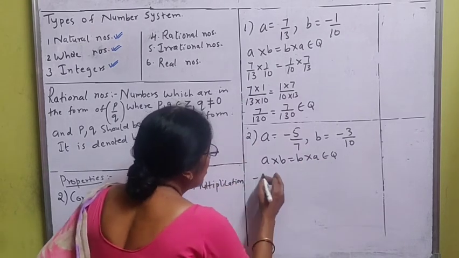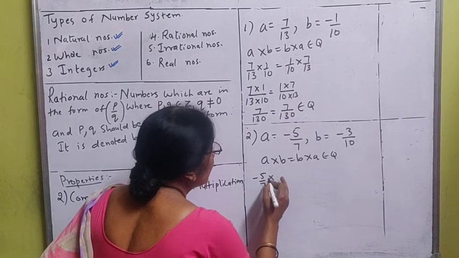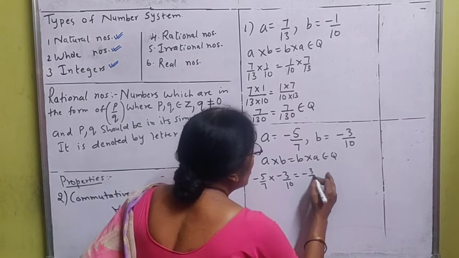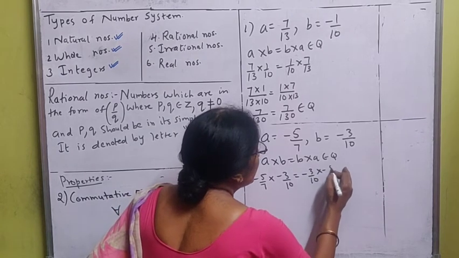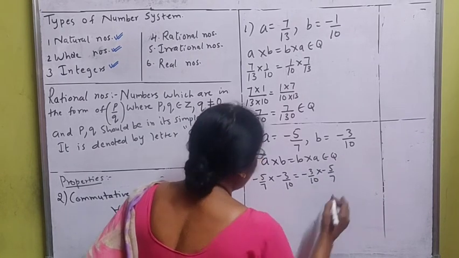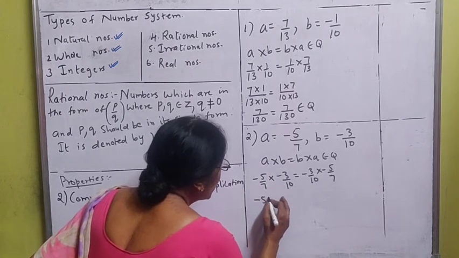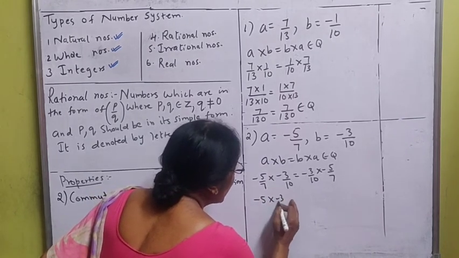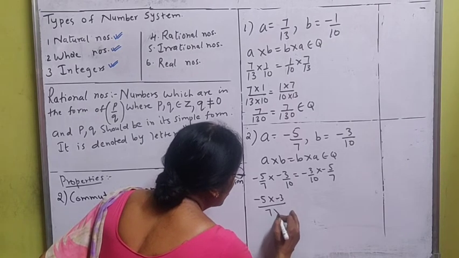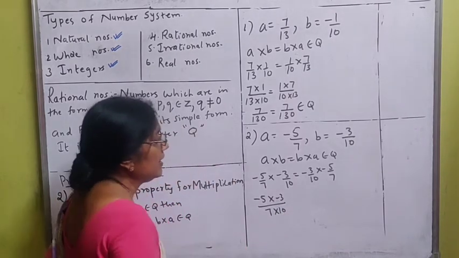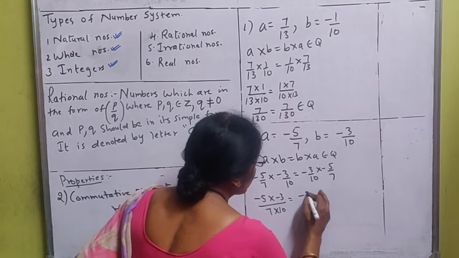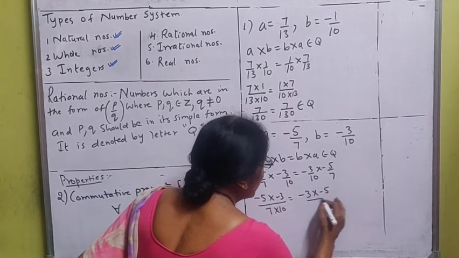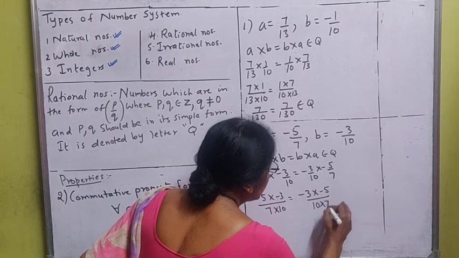What is A value? Minus 5 by 7 into minus 3 by 10 is equal to minus 3 by 10 into minus 5 by 7. So numerator into numerator, minus 5 into minus 3, divided by denominator into denominator, 7 into 10, is equal to, again numerator into numerator, minus 3 into minus 5, divided by 10 into 7.